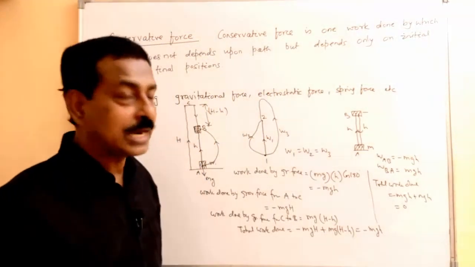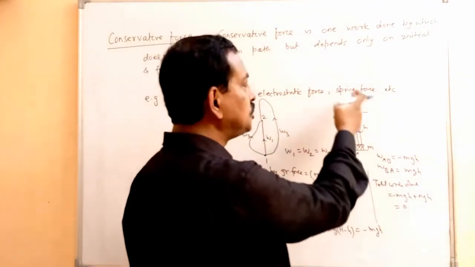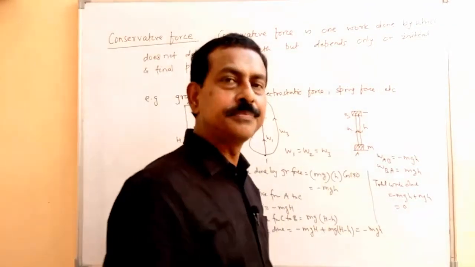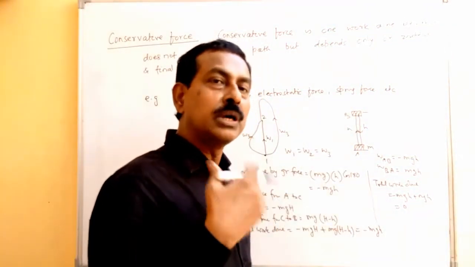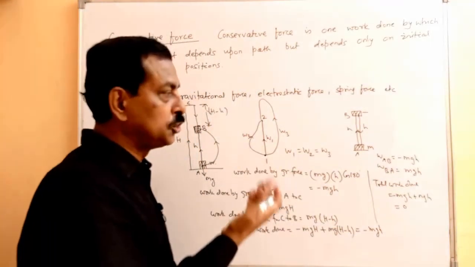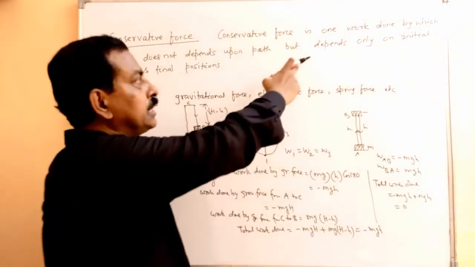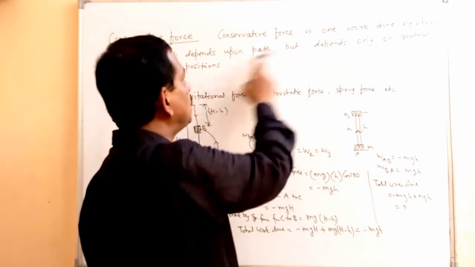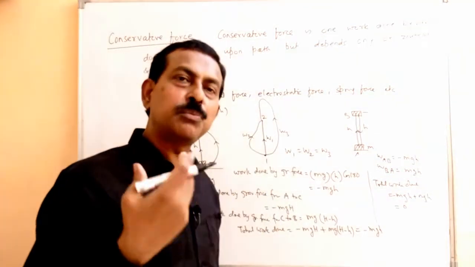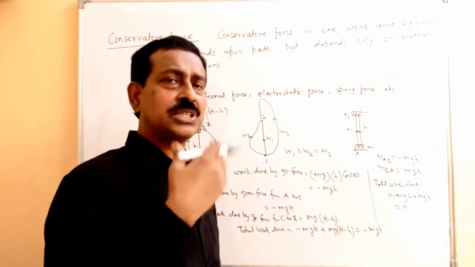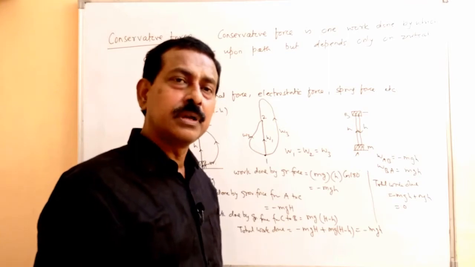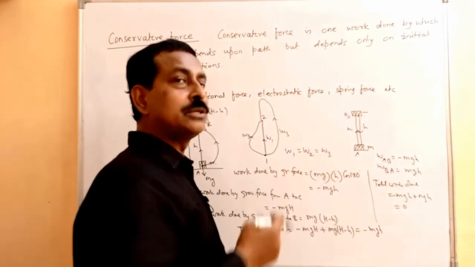And now why are you getting that? Because here you can see that the initial and final positions are the same. So net work done will be 0 because it depends upon the initial and final position. If the initial and final positions are the same, that means it is just like a closed path. So in that case, work done will be 0.